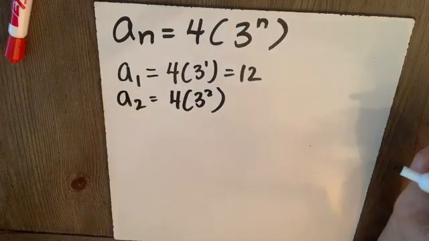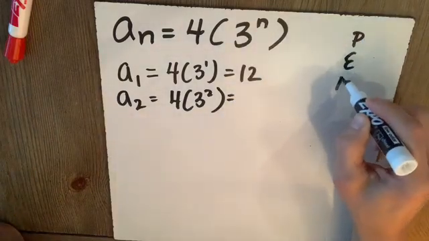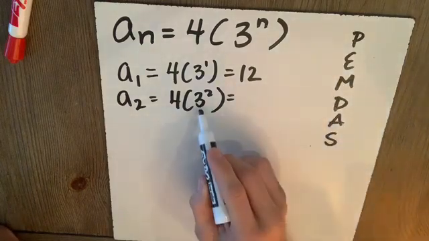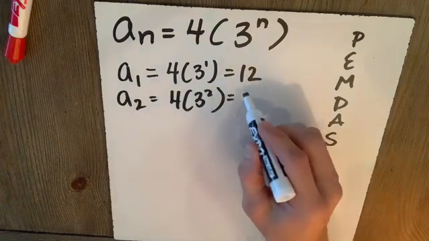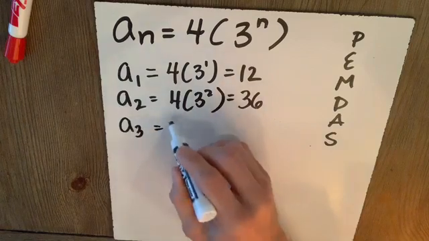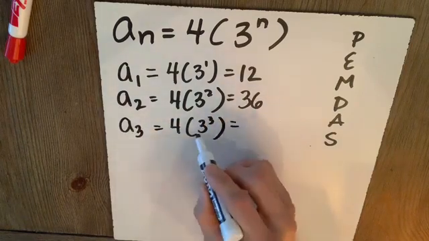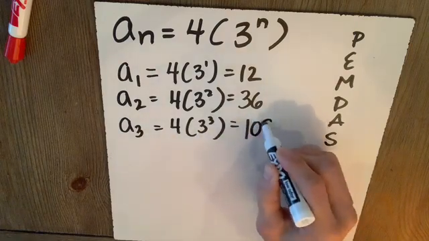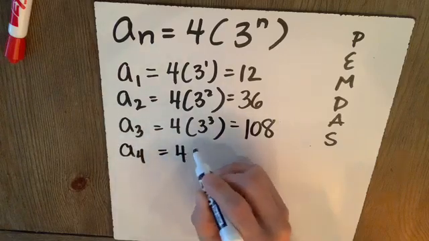Now remember, we have to follow the order of operations. Parentheses, exponents, multiplication, division, addition, subtraction. So I do parentheses first and then exponents, which gives me 9 times 4, which will be 36. A3 will be 4, 3 to the third power. Now, 3 to the third power is 27 times 4 is 108. The fourth term, A4, would be 4, 3.